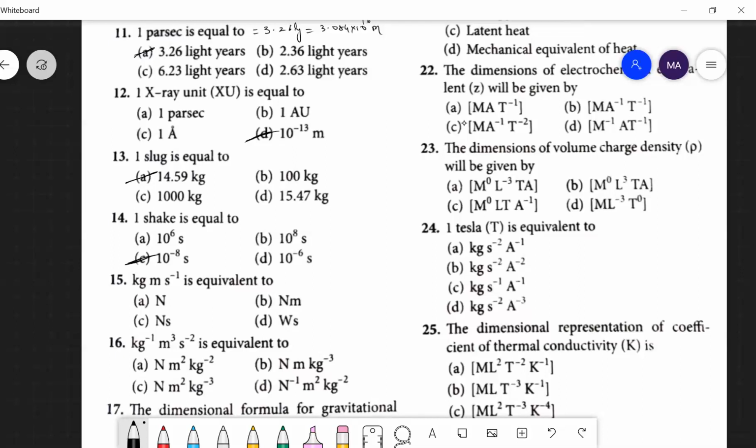Kg meter second inverse. Kg is measured in mass, meter is measured in length, and time is measured in T minus 1. So L T minus 1 is velocity, isn't it? So it is mass into velocity.